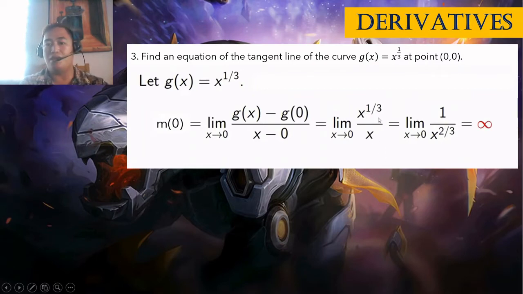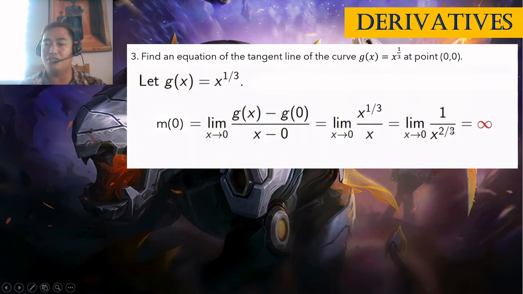The exponent 1/3 is small, so it can move down to the denominator as x to the negative 1/3. Okay, 1 minus 1/3, since we add the exponents, becomes x to the 2/3. The 1 remains in the numerator. So we have the limit of 1 over x to the 2/3 as x approaches 0.